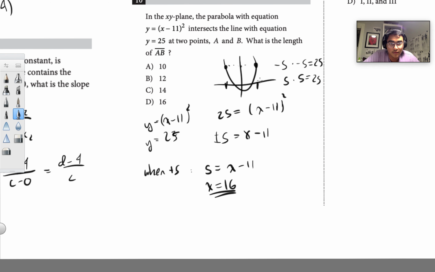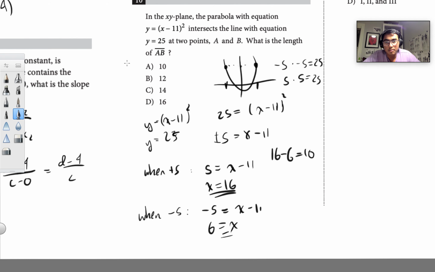We have one value of x. In the second case, when 5 is negative, it looks like negative 5 is equal to x minus 11. Now we move the 11 over again. Negative 5 plus 11 is 6, so 6 is equal to x. We have the other value. Now we just have to calculate the distance. 16 minus 6 is equal to 10. Perfect.